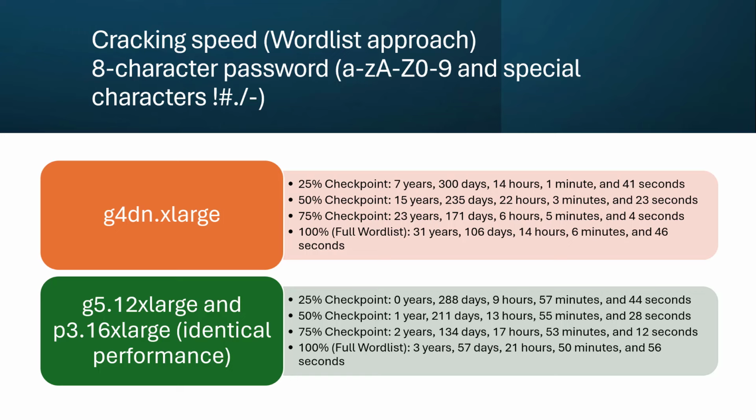So assuming you would be lucky that the password you were going to crack would be within the first 25%, well, then it could be 7 years. That's a lot of time with the G4DN X large. You could even take it down to under a year with the X large or the 16X large, which has identical performance in this particular case. It could be 288 days, and still a lot of time.